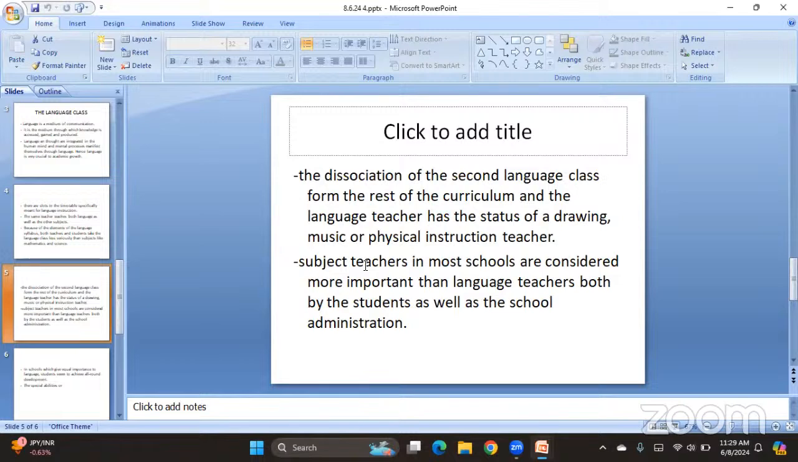The language classes, and then the changing role of the English teacher. As you all have understood, earlier the teacher's role was a very active role, and now, in the present scenario, the teacher's role is passive. Child-centered. The child becomes the learner and a speaker.